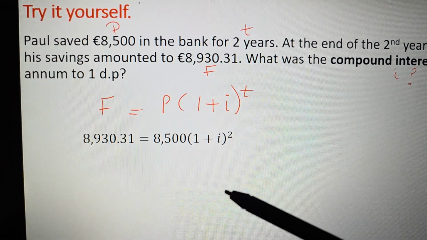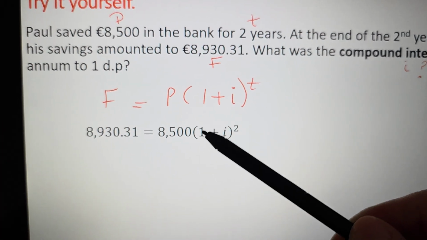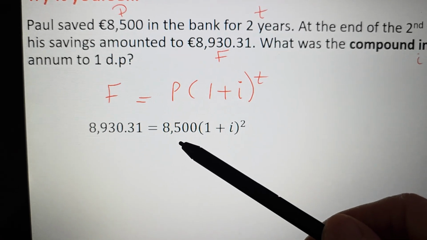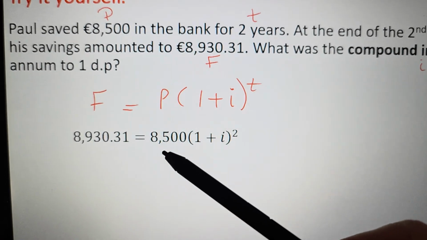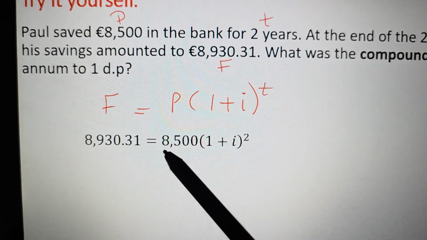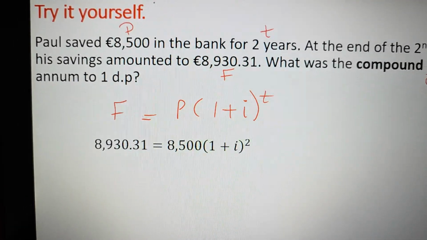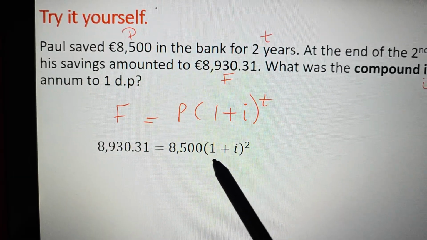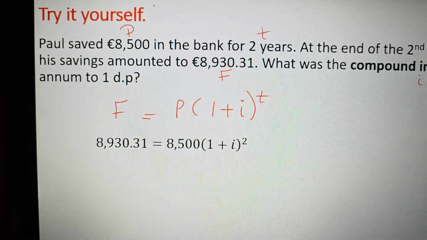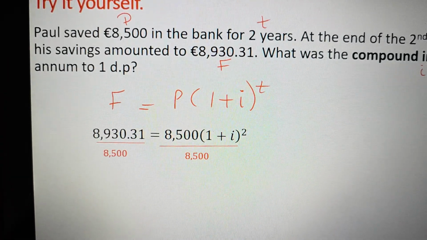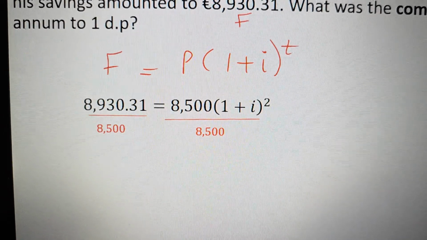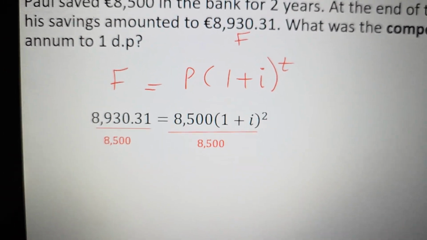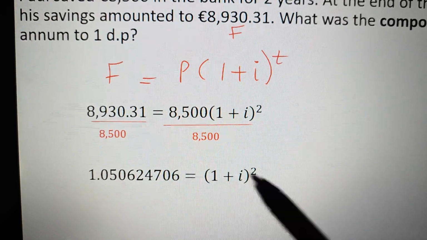Okay, I eventually want to solve for I. I is trapped in the bracket which was squared, and then it got multiplied by 8,500 afterwards. So I need to undo all of that. I need to get rid of the 8,500 first. The opposite action of multiply is divide. So I need to divide by 8,500. What you do to one side of an equation, you do to the other. So I'm dividing across by 8,500. The 8,500 here will divide into the 8,500 above, so it's gone.